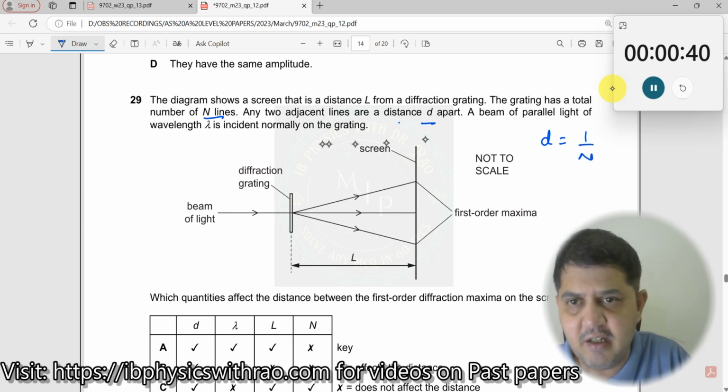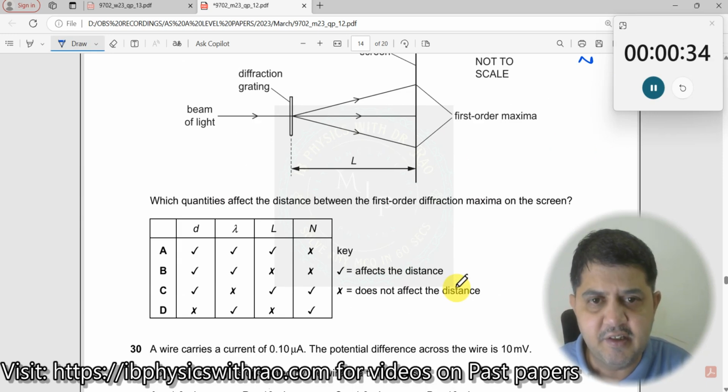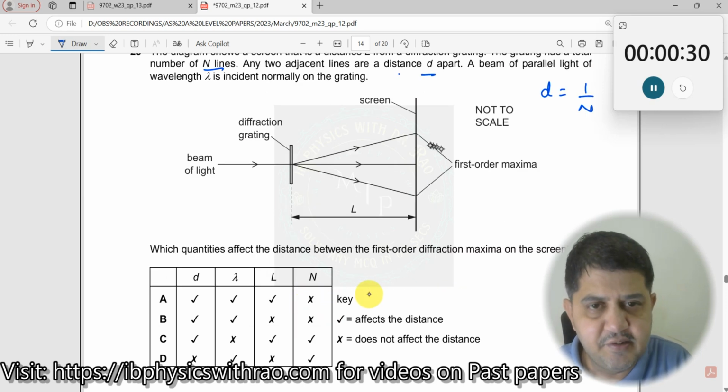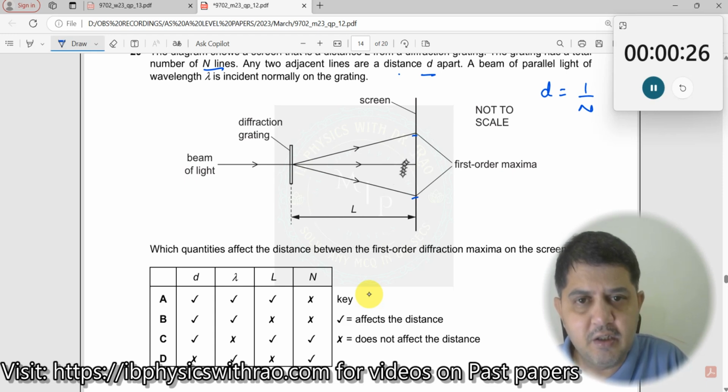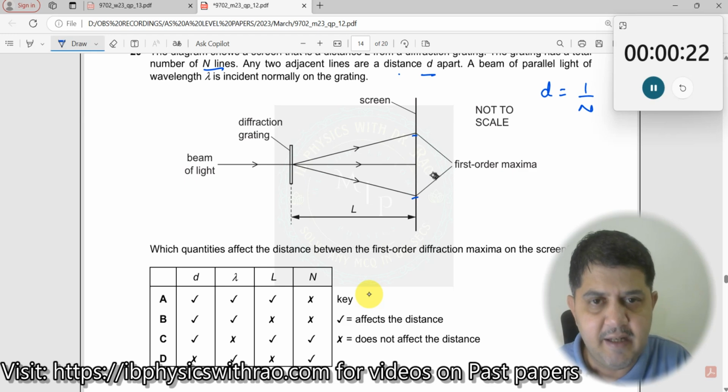A beam of parallel rays of wavelength lambda is incident normally on the grating. Normal incidence is happening over here. Which quantities affect the distance between the first order diffraction maxima on the screen? So this is your first order diffraction maxima. The question is on what parameters does this first order diffraction maxima depend?